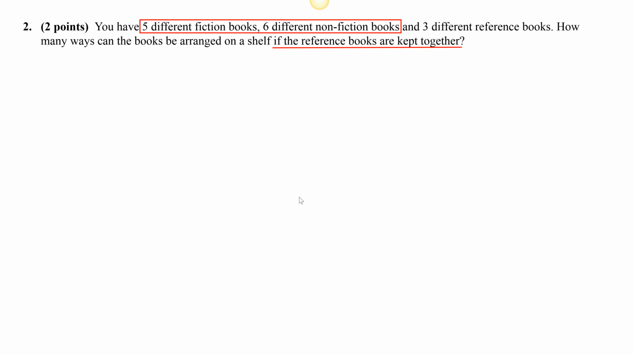It doesn't matter, okay? So there's a total of 11 books when you add those two together, and since it doesn't matter who goes where, the arrangement of those 11 books is 11 factorial, okay? Now, let's think about the 3 reference books. The 3 reference books need to be kept together.